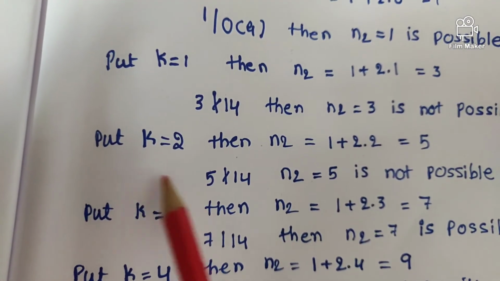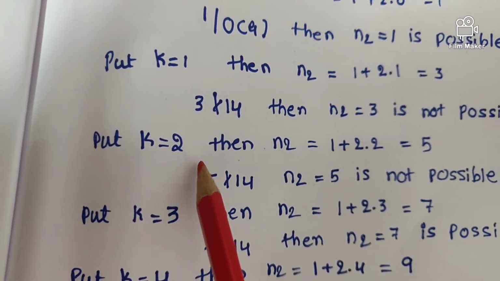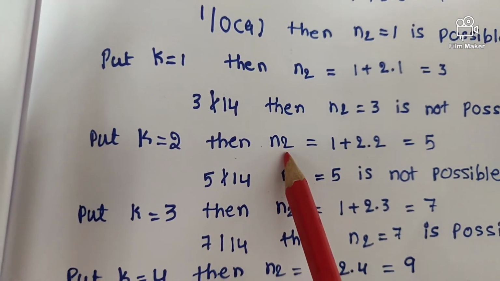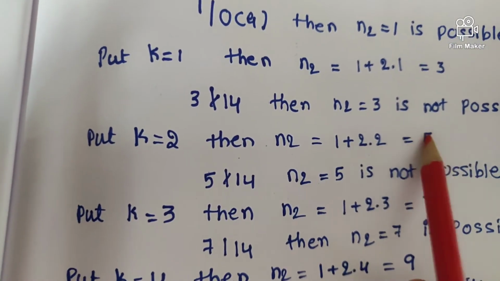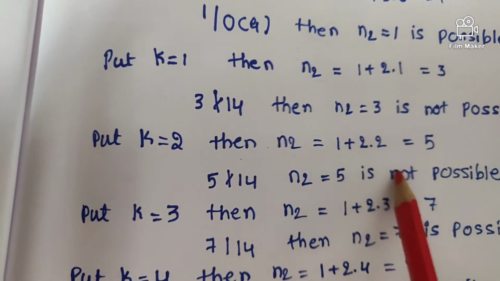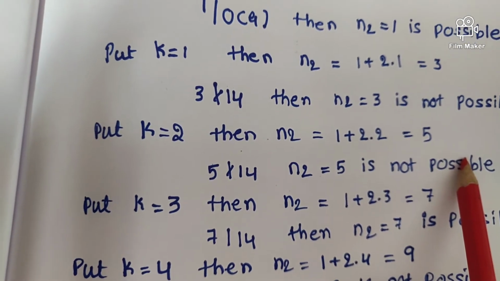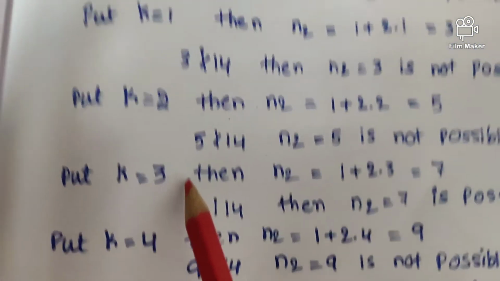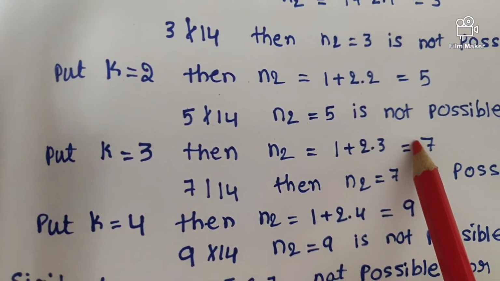Now let us put k equal to 2. If you put k equal to 2, then you will get your n2 as 5. 5 also doesn't divide 14, so n2 equal to 5 is not possible. Now put k equal to 3. If you put k equal to 3, then you will get 7.